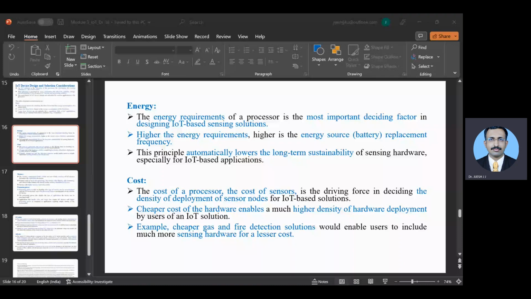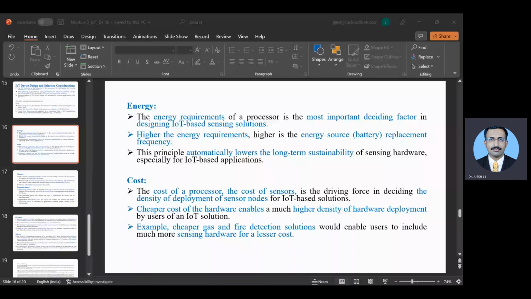If you have deployed the nodes at very remote places, you cannot go on a daily basis and change the battery. Is it possible? Or you cannot go on a daily basis and keep the node for charging. So if you deploy a node at a remote place, at least 6 months to 1 year, it has to run. So that is what you will be expecting.